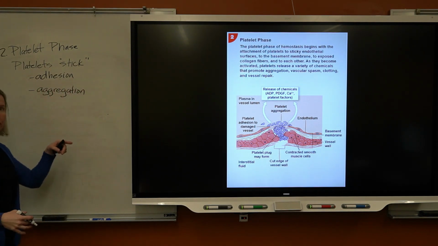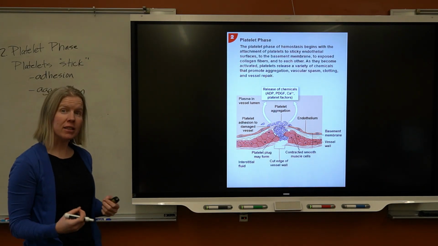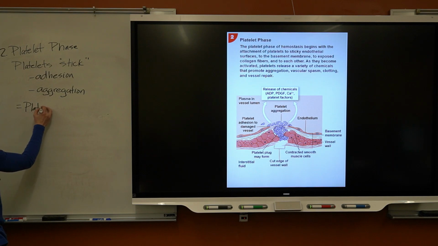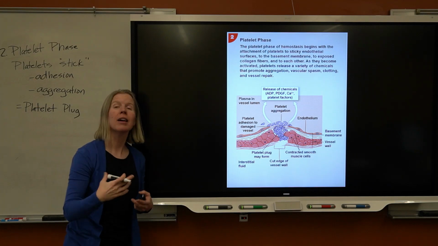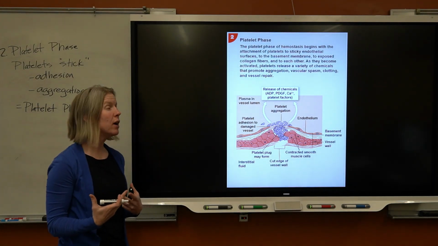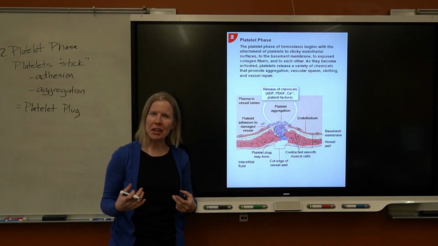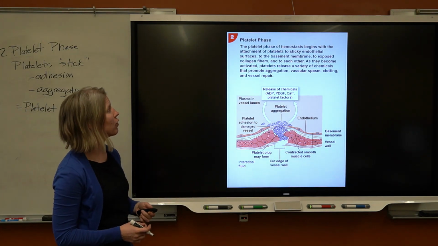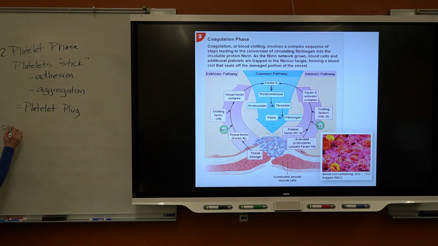So they adhere to the surface, and then they start to clump and pile on top of each other, right? This is the formation of a platelet plug. And this is that temporary plug that's going to stop bleeding until we can get a true clot to form. The other thing that's going to happen at this time is these platelets are releasing a bunch of chemicals that are going to kick off our next phase of coagulation. So I'll say plus chemical release.